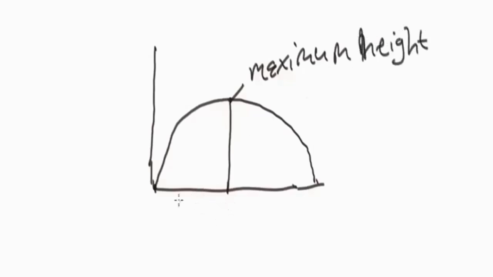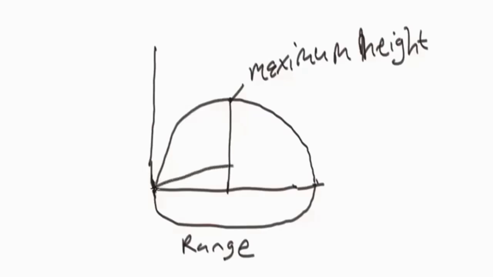Whereas from this point where the missile got projected till this place it fell, the horizontal distance is known as the range. The time it took the missile to move from this place to this place is known as the time of flight.